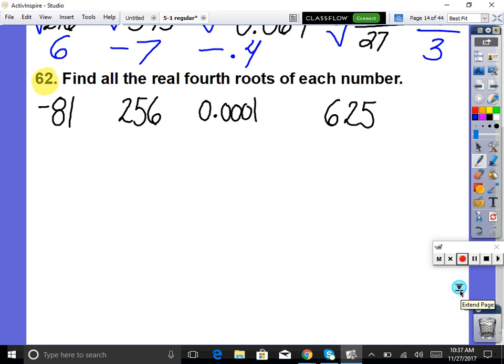Okay, let's go to the fourth root. So it says find all the real, only real fourth roots. Fourth root of negative 81.